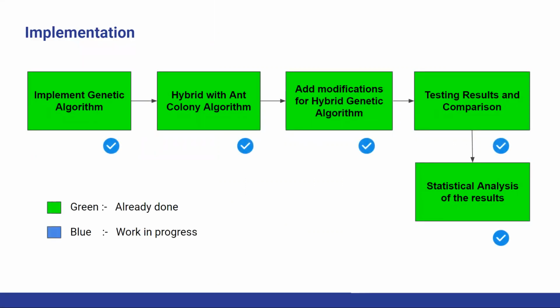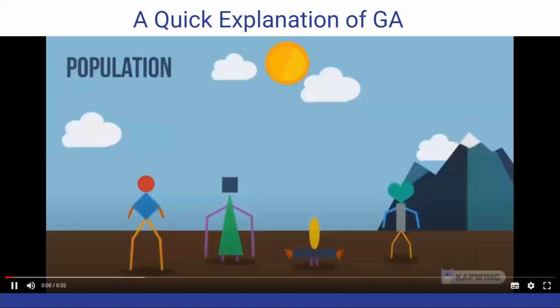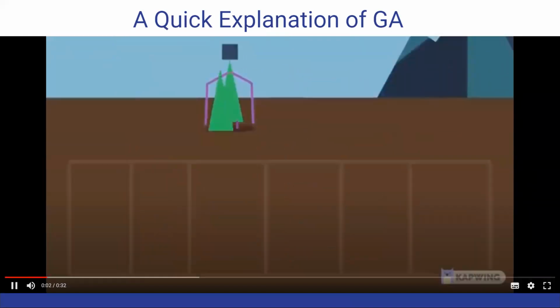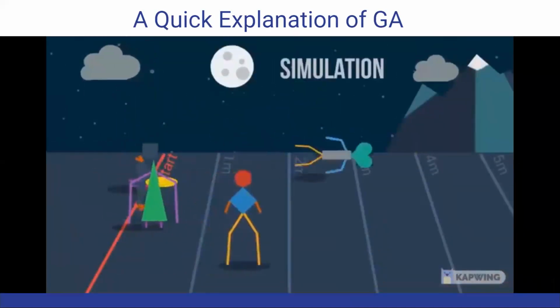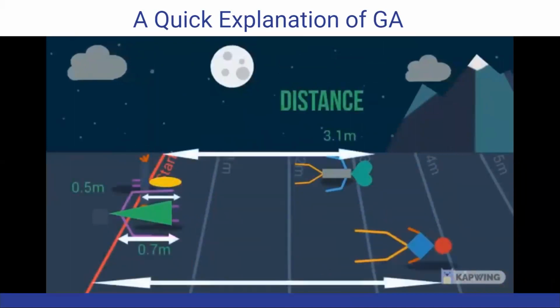So, let's see a quick explanation of the genetic algorithm. The initial population is randomly generated. Each individual has its own characteristics. We make the creatures walk and calculate the distance traveled for each of them.